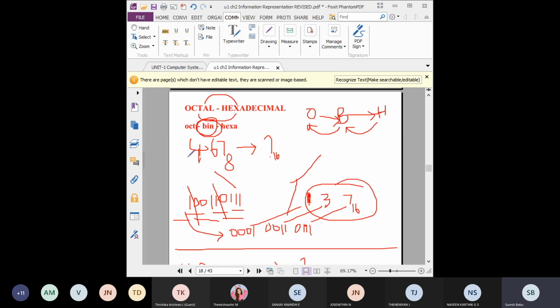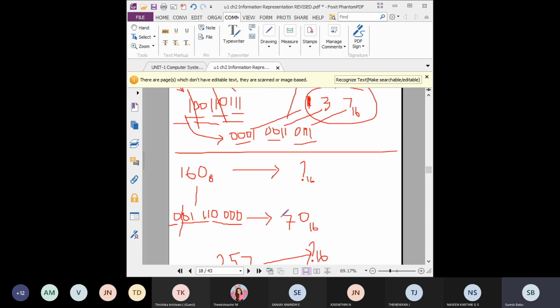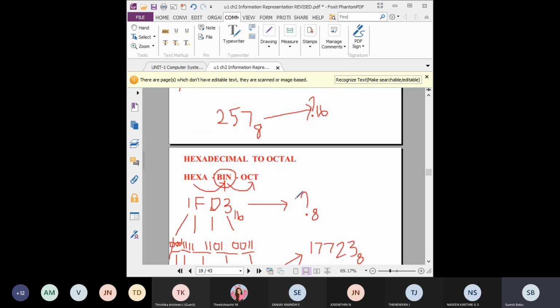So octal to binary means you will get three numbers. Then to make it hexadecimal, we split this binary into four numbers. Then you write the equivalent value for every four bits. This is equivalent to 7. Then this is equivalent to 3. This is equivalent to 1. So the answer is 137.